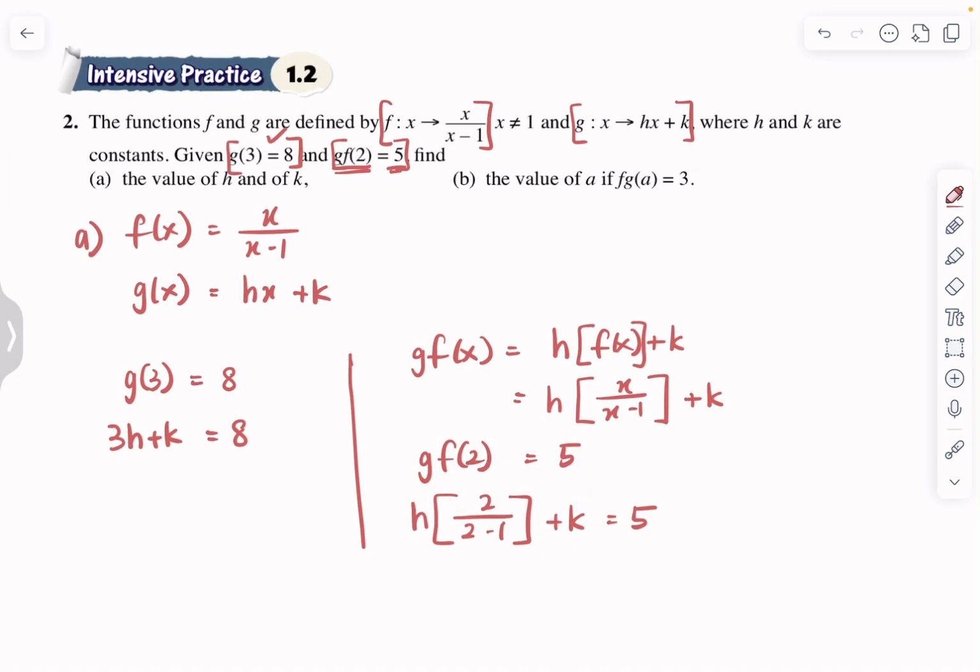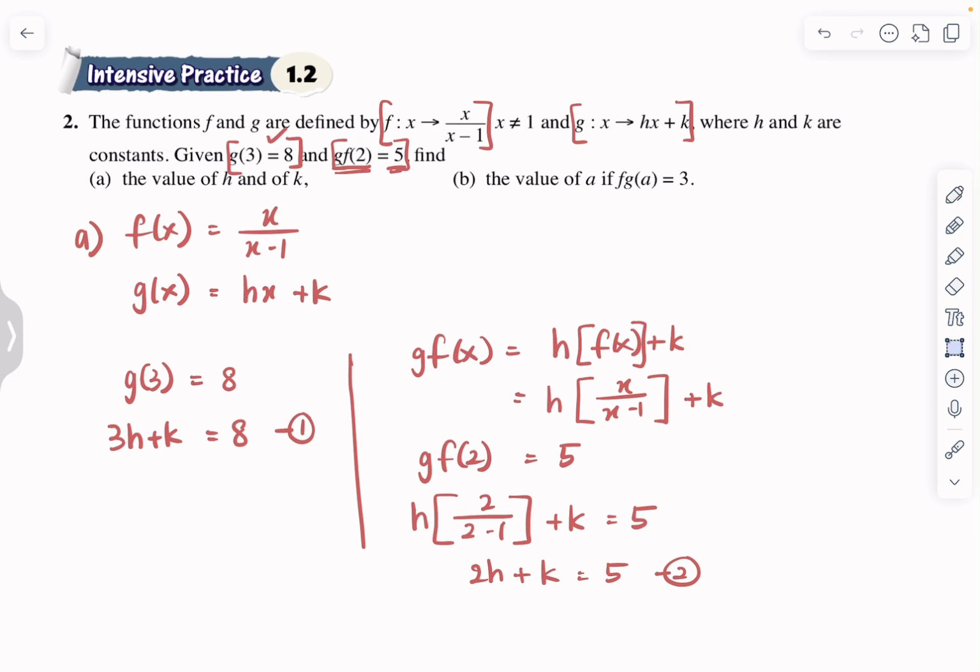Okay, then we expand this. So this will become 2h over 1. So it's just 2h plus k equals 5. Okay, 2 minus 1 is 1, so just 2h plus k. Right. So now we have first equation and second equation. We can solve these two simultaneously.